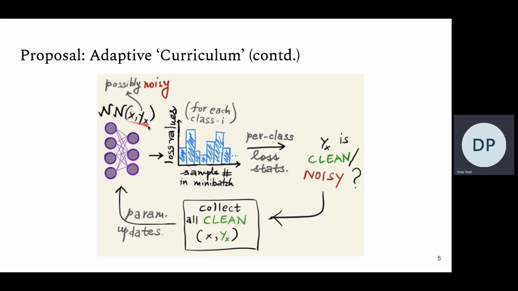So I feed this data x comma yx to my neural network, where yx are possibly noisy. And for each mini batch, what I do is I take a look at the loss values across these samples in the mini batch. For each class i separately, I then compute loss statistics for each of the classes separately to then deem whether yx is clean or noisy as per the network given the current state of learning. Collect all such deemed to be clean x comma yx pairs, and I use only those for my parameter updation. This is the outline of our proposed algorithm.